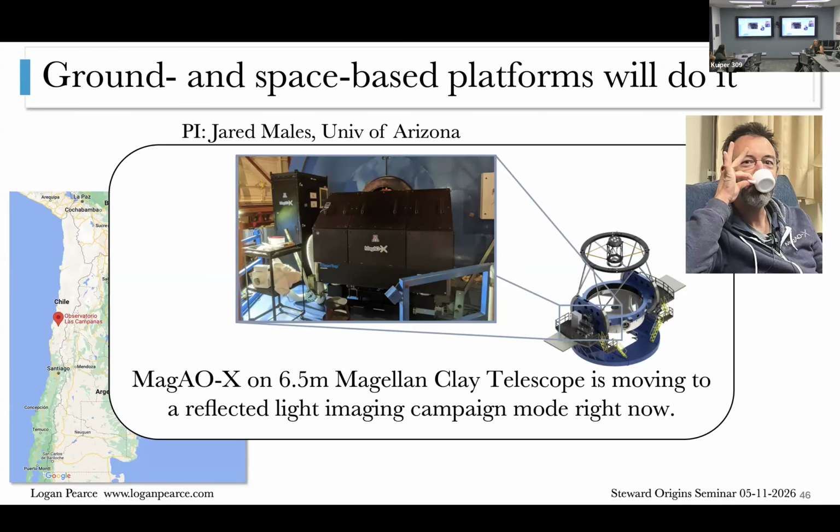And they are just now transitioning into reflected light imaging campaign mode, which is a different mode of operation than they have been interested in. But this instrument is designed and is operating as a technology development platform for this science case.